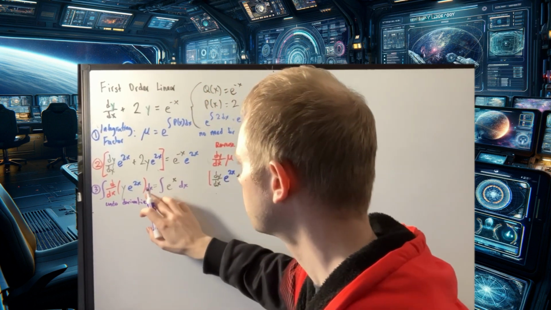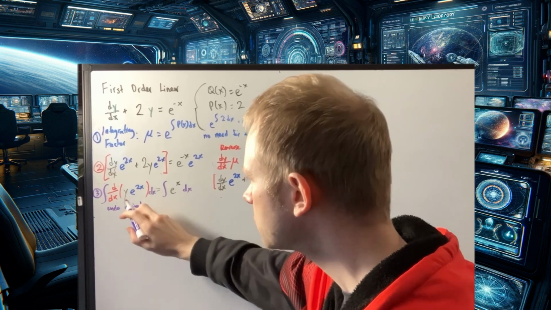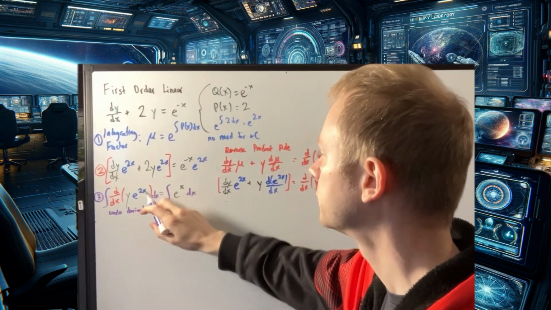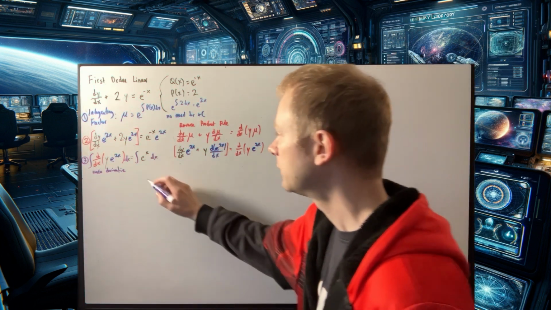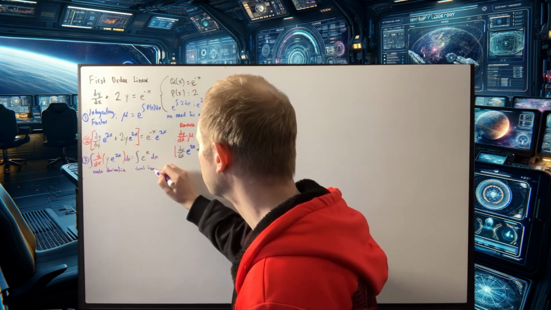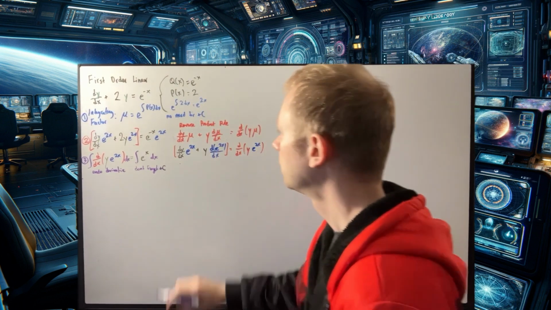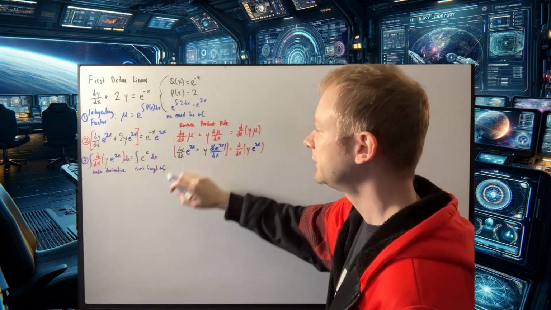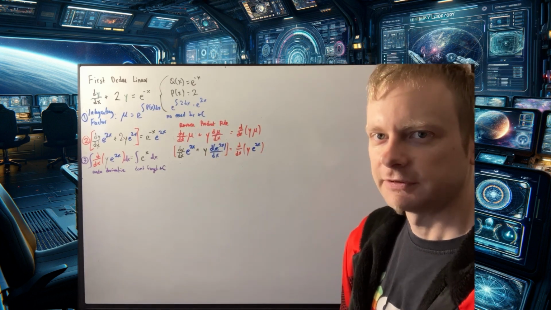So the purple stuff cancels out with the red stuff, and you're just left with the y e to the 2x. On the right side though, we don't want to forget the plus c. So don't forget plus c. In this case, there was no need for the plus c. In this case, we need the plus c.